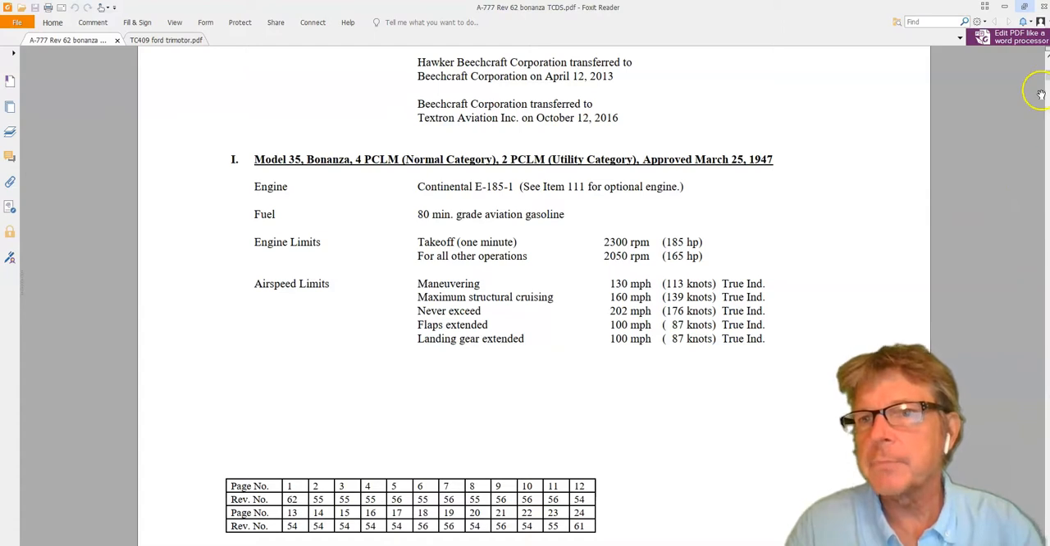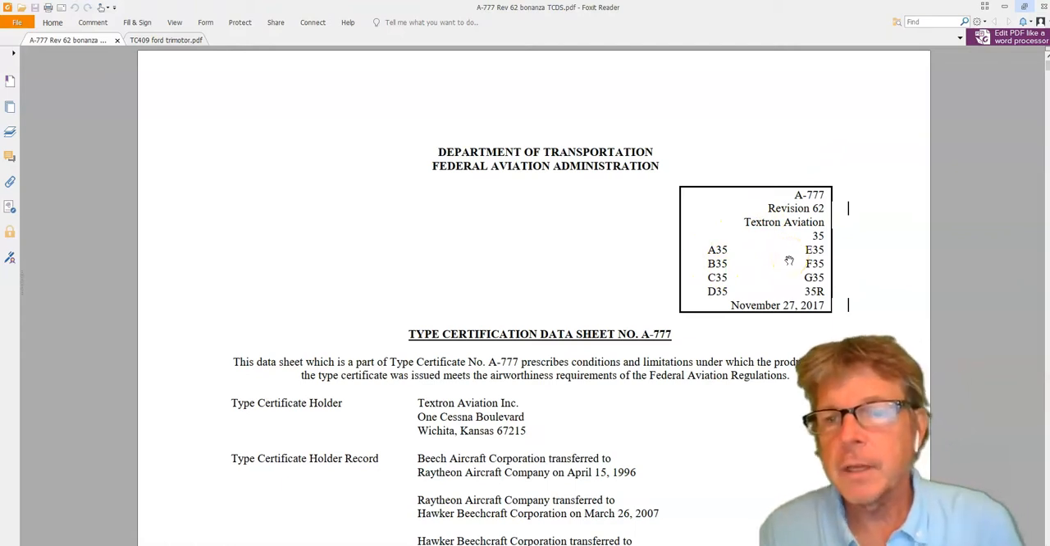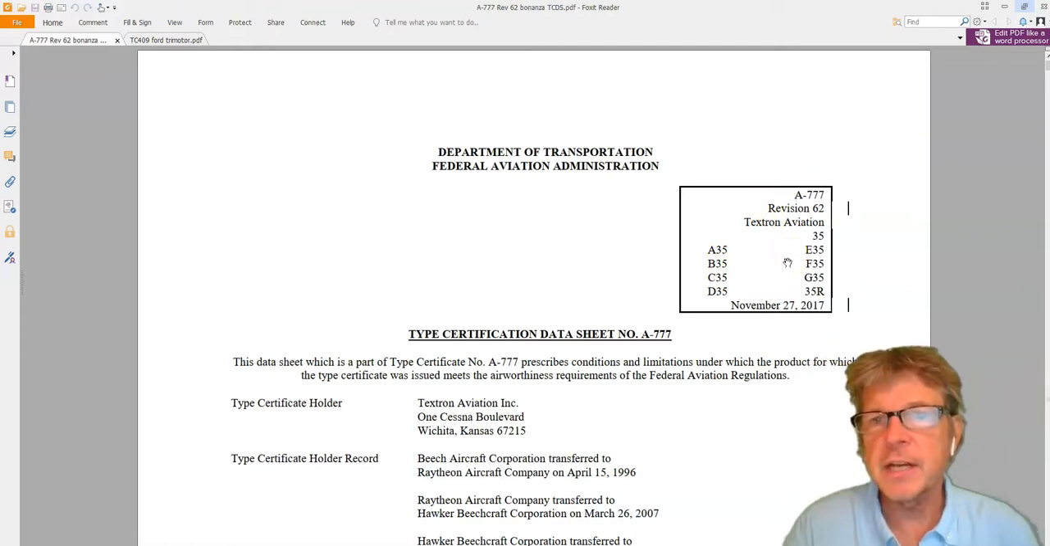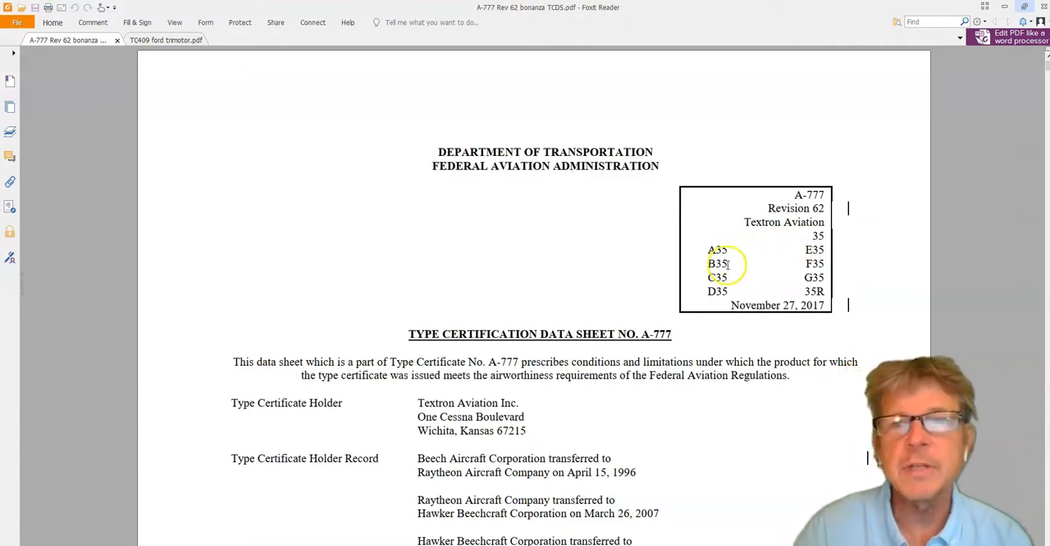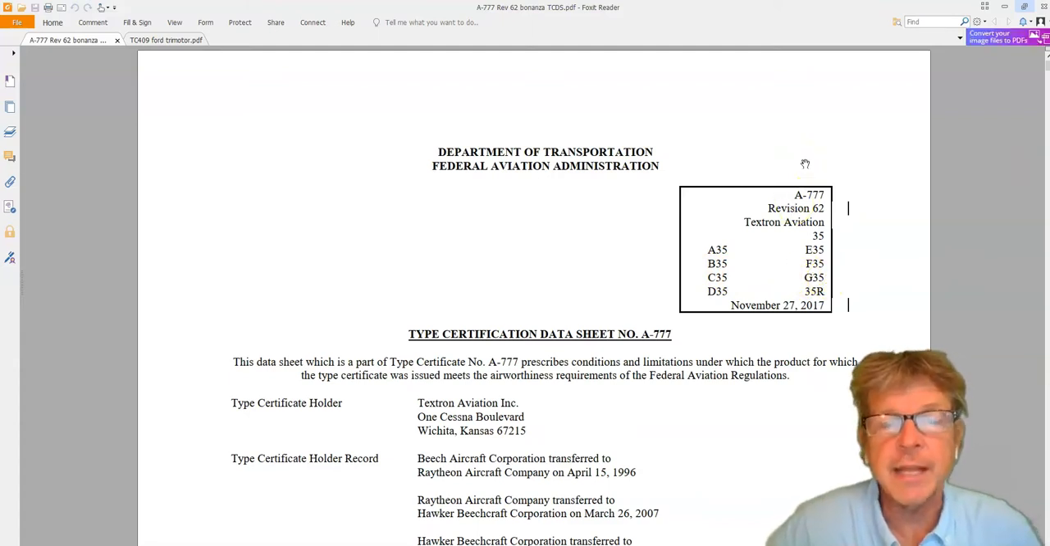Now, going back up to the box at the top, this shows us all the different models that are on this type certificate data sheet. This first one was a 35, I call it the straight 35. Then they had an A model, A35. And just like every year the car companies come out with new cars, these guys, not every year, but every few years, will come out with a different model. I'm going to look at the G35. Somebody came to me, and I've worked on a G35 Bonanza before.